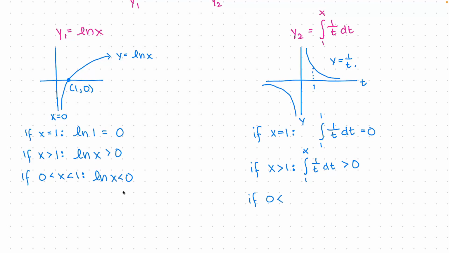This one we have to think about. If x is between 0 and 1, now we're looking at this area to the left of x equals 1, which is above the x-axis. So you might be thinking, well, wait a minute, that's still positive area. That's not going to give us a negative answer. But my limits are going backwards now.